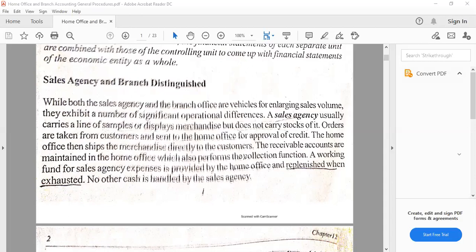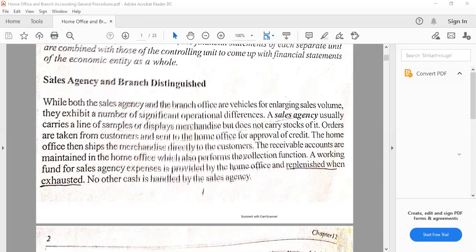While a sales agency can just perform limited operations. Normally, it does not prepare its own set of books of accounts, and more so the preparation of financial statements; it will not do that. It can, for example, do limited transactions like acting as an intermediary between the home office and a certain customer. The sales agency, for example, will keep the goods delivered by the home office temporarily and will deliver them to the customer.